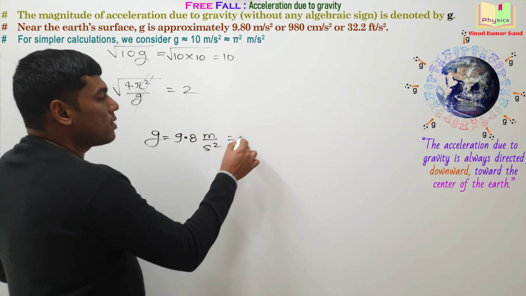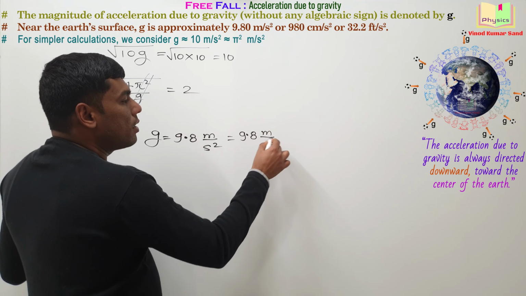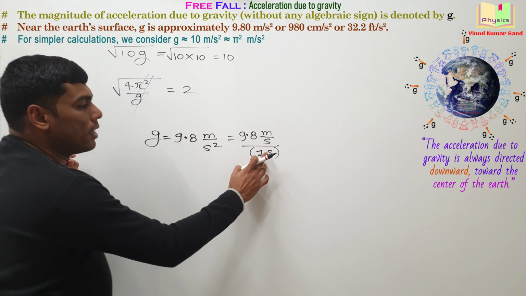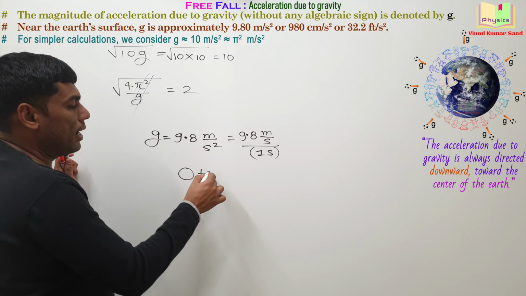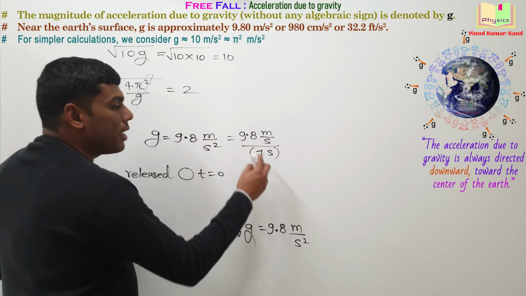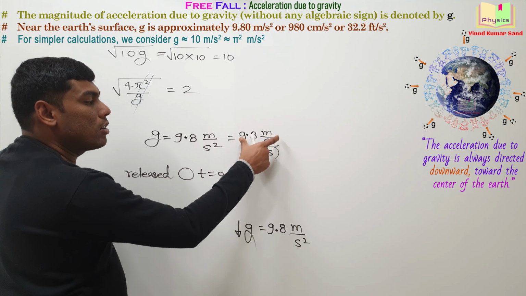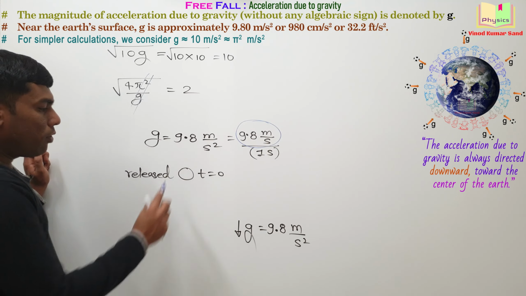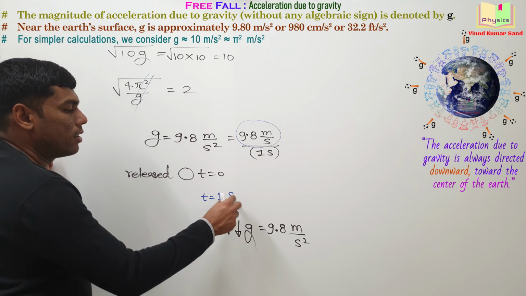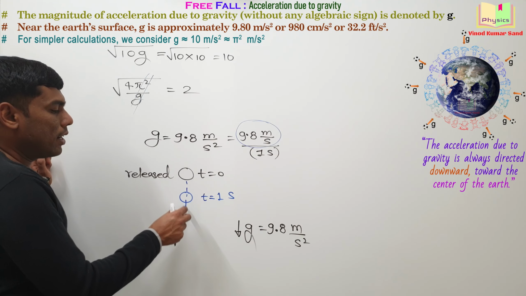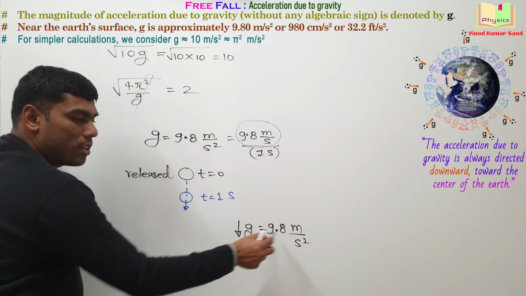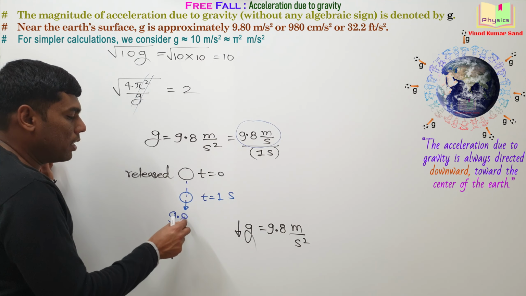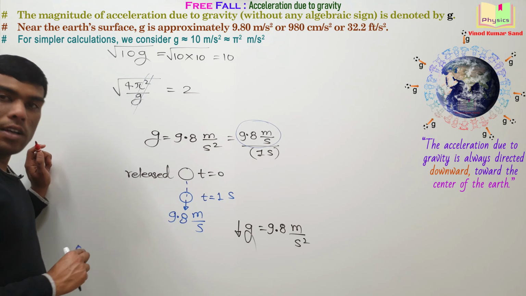It actually means 9.8 meter per second per second. Per second means 1 second. Suppose we release a ball at t is equal to 0. In 1 second, the velocity of the ball will change by 9.8 meter per second. So if I ask you at t is equal to 1 second, what is the speed of this ball? You can directly tell, in 1 second the velocity changes by 9.8 meter per second. So here the speed will be 9.8 meter per second.